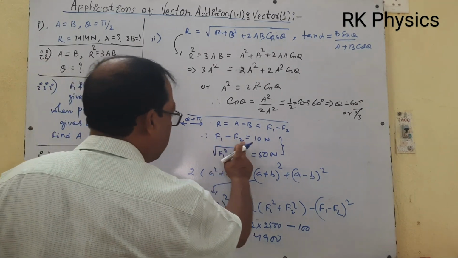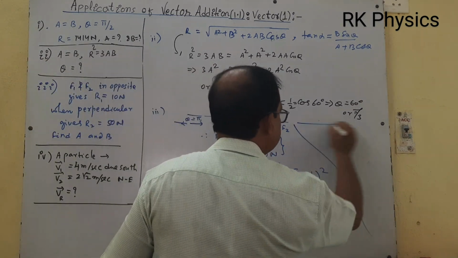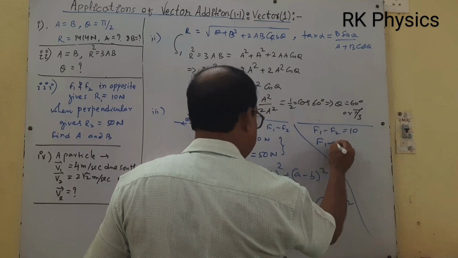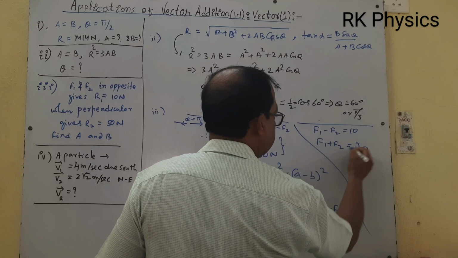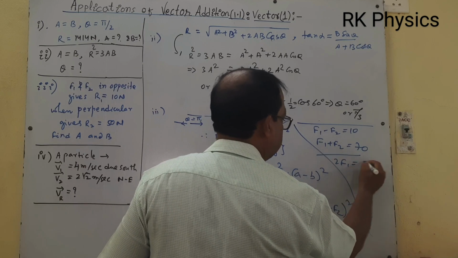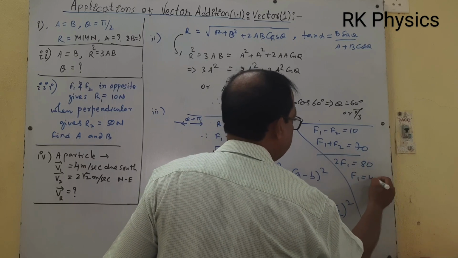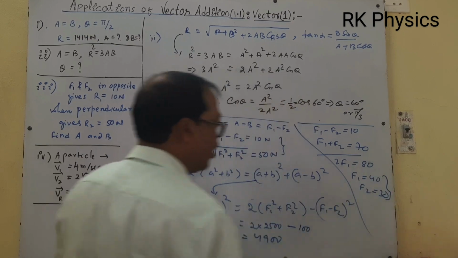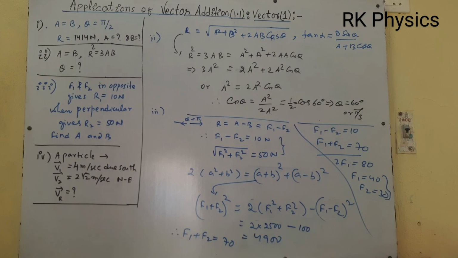So now what is f1 minus f2? Finally you get here f1 minus f2 is 10, f1 plus f2 is 70. If you add, 2 f1 is 80, so f1 is 40 and f2 is 30. After solving you will get f1 and f2. Okay.